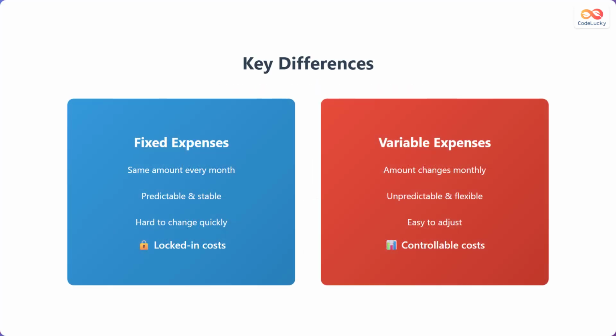The fundamental difference between fixed and variable expenses lies in their predictability and your control over them. Fixed expenses are locked-in costs that provide stability but are harder to change quickly. They require the same amount of money each month, making them easy to budget for but difficult to reduce in the short term. Variable expenses are controllable costs that offer flexibility in your spending. While they're less predictable, they give you the power to adjust your budget based on your financial goals or current situation. Understanding this difference helps you identify where you can cut costs when needed.